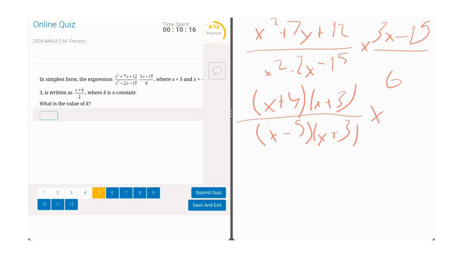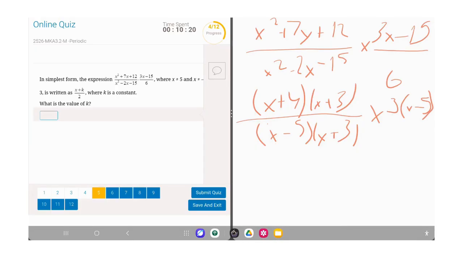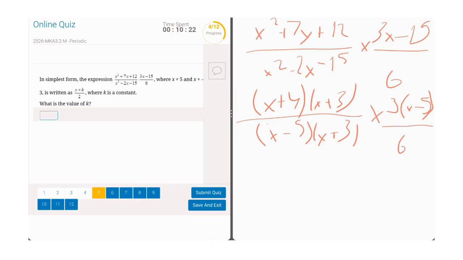Multiplied by, you can factor this 3 out, x minus 5 over 6. So you can cancel out this x plus 3 with the x plus 3, x minus 5 with x minus 5, and the 3 with the 6. So we'll be left with x plus 4 over 2.